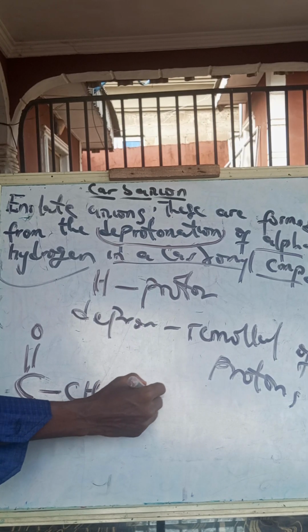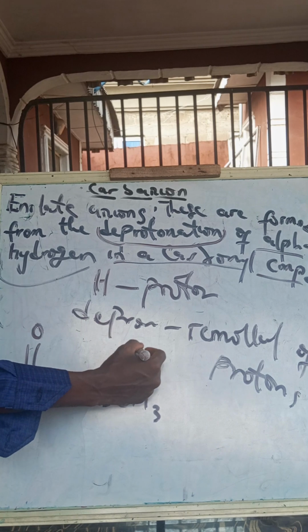When you say alpha hydrogen in a carbonyl compound, let's use a ketone group as an example. We have a ketone group here, which is attached to an alkyl part. We have CH2 and CH3, for example. In our naming system, we start our labeling from the carbon after the ketone group.